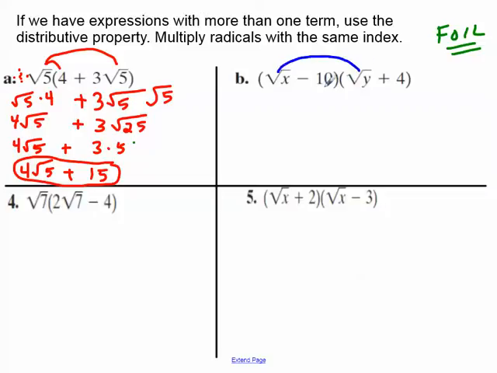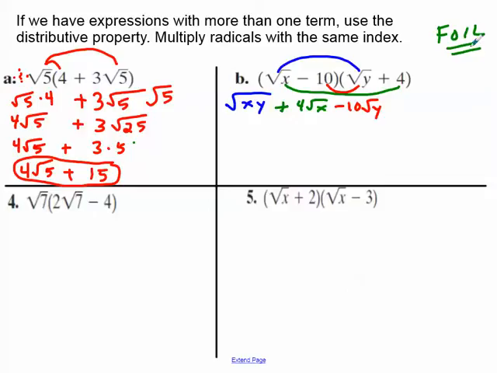First times first, positive times positive, positive. Square root of x times square root of y, square root of xy. Okay. Outside means I take these guys, multiply these guys together. Positive times positive, positive. Square root of x times 4 is 4 square root x. Inside, change my colors, inside is right here. Minus 10 times positive square root y, negative times positive, negative 10 times square root y, 10 square root y.